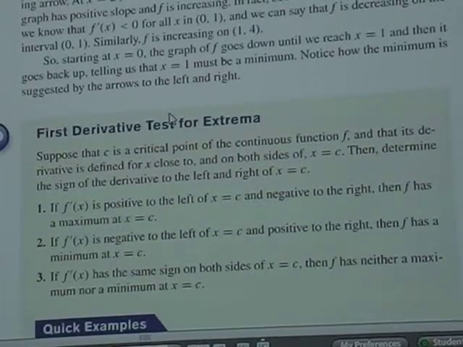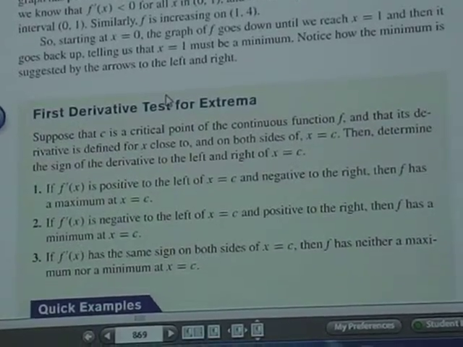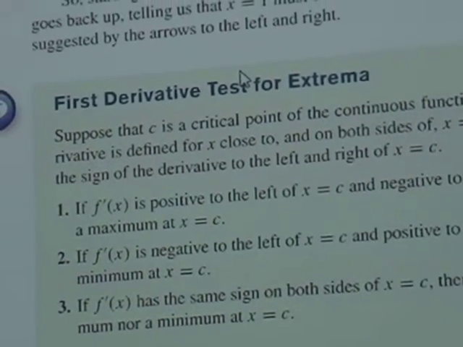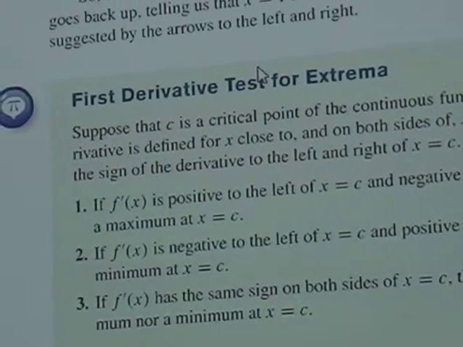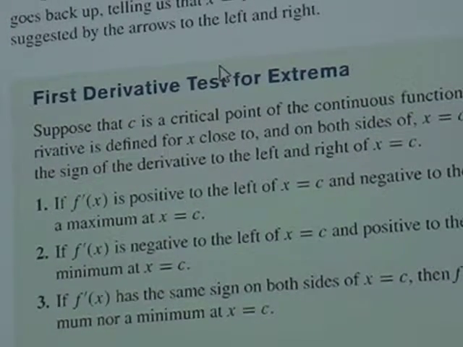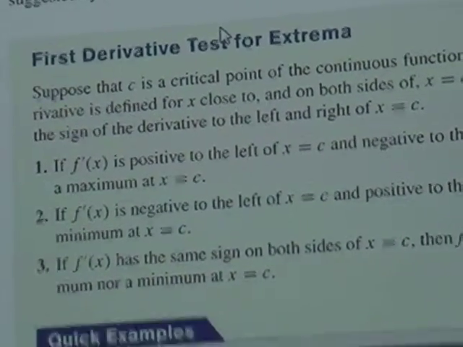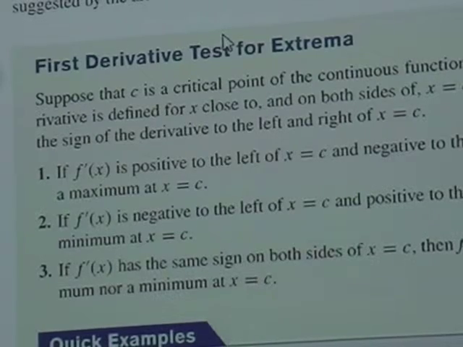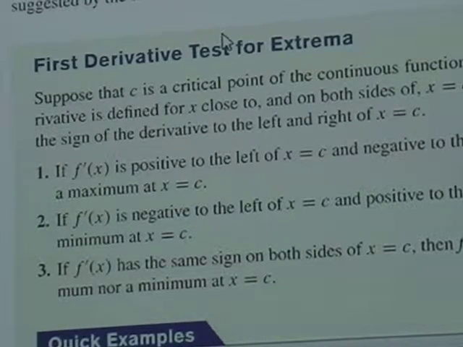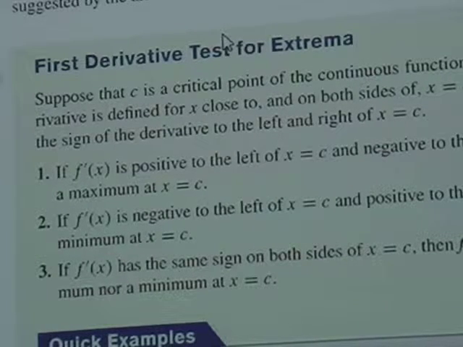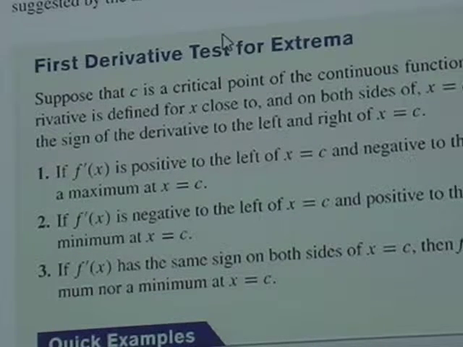So here's the first derivative test. Suppose that C is a critical point. Again, what's a critical point? Singular or stationary, of the continuous function f, and that its derivative is defined for x close to and on both sides of C. So, again, the derivative has to be defined on both sides, otherwise you can't talk about it being positive and negative.